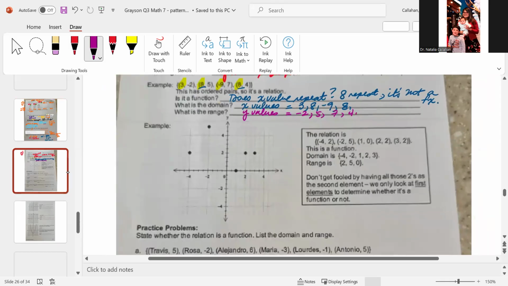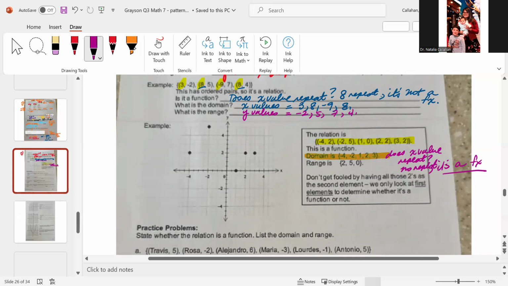Example: the relation is these 5 sets of points. Is it a function? Well, you take a look at the domain. Does the X value repeat? Which one? No. So it's a function. You can say it's a function because the X does not repeat, right?